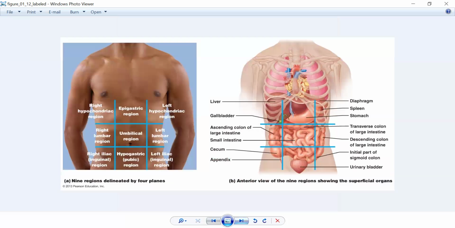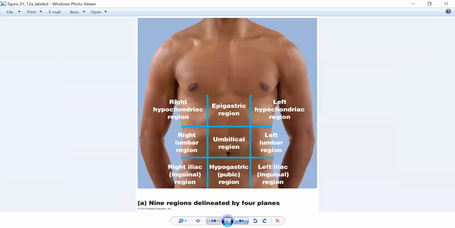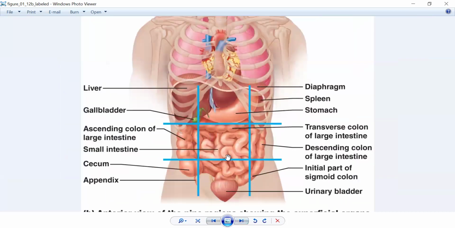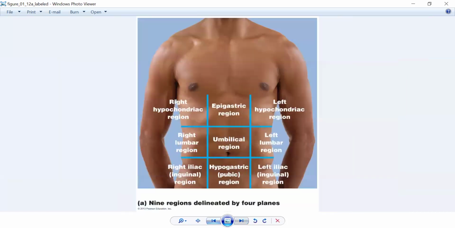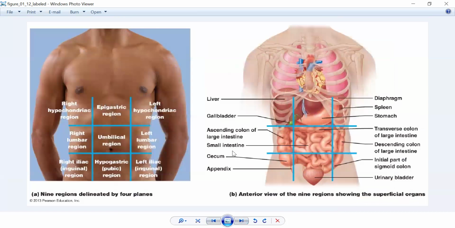Now, if you want to get more specific, we would use what's called regions. Let's see if I can focus on one picture here. Oh, they didn't label them here. Let me go back to, I guess we're going to have to use both, okay? So let's just start here in the middle. Epi means upon. Gastric, the organ that has gastric juices is your stomach. So this region here is called the epigastric region.